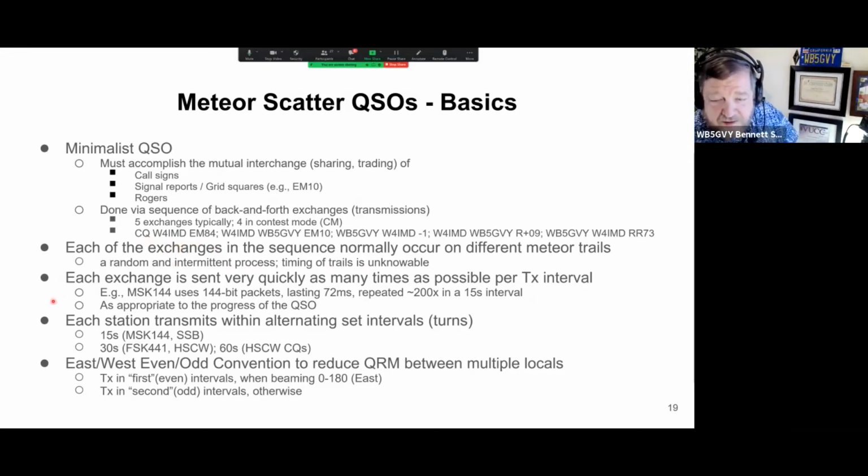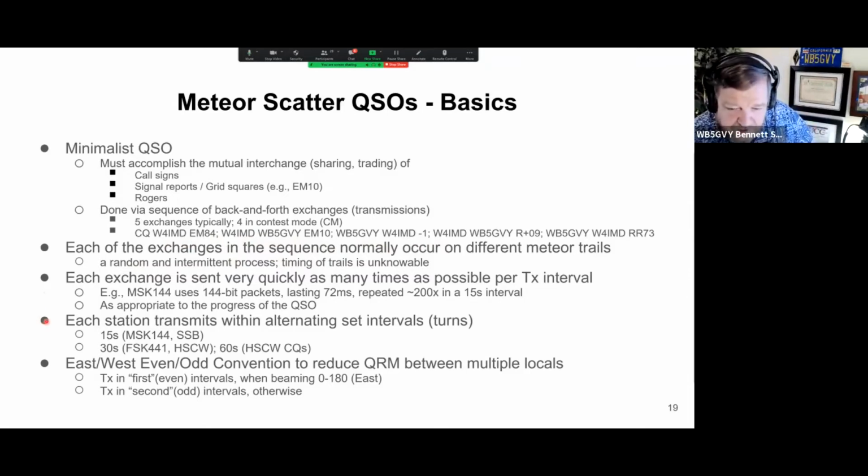Then that's repeated until there's progress in the exchange. So W4IMD is going to keep sending CQ until he hears somebody talk to him. And then once that part of the exchange happens, that exchange is going to be repeated at each one of these stages. We keep resending until we've got confirmation that that part of the exchange has occurred.